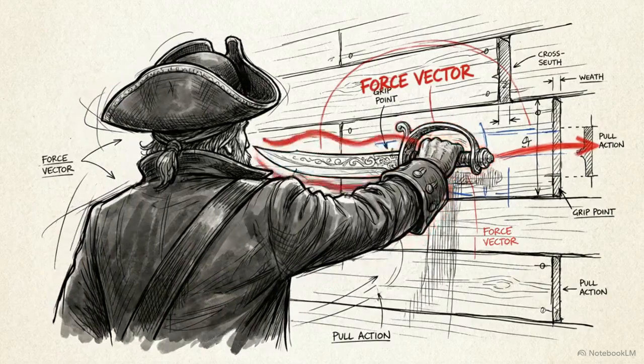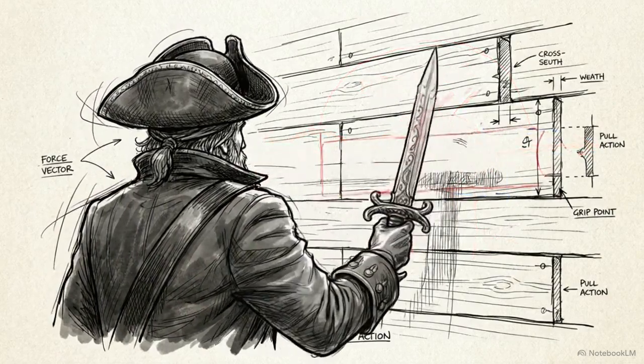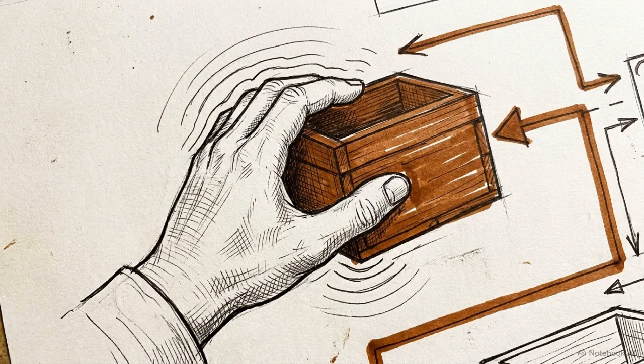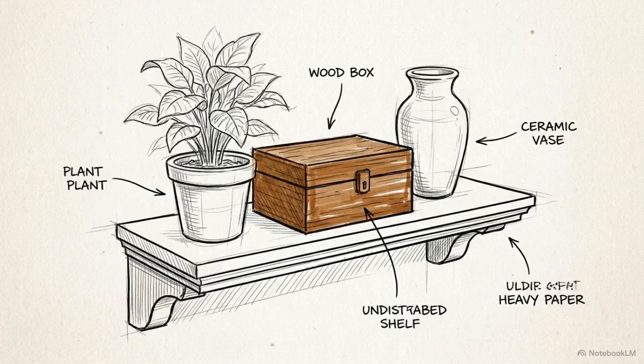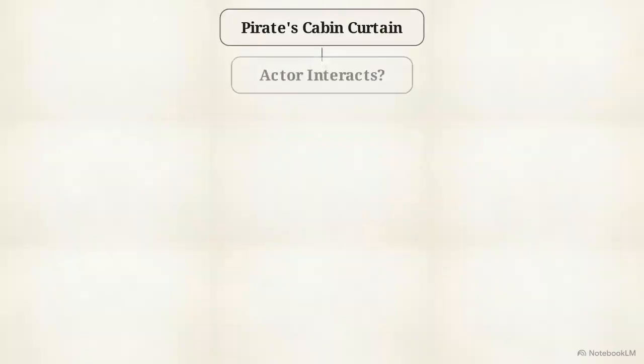Separating props from set dressing is where most people make mistakes. The general rule is straightforward. If an actor interacts with an object, it is a prop. If it just decorates the space, it is set dressing. Let's test a pirate's cabin curtain using a flowchart.